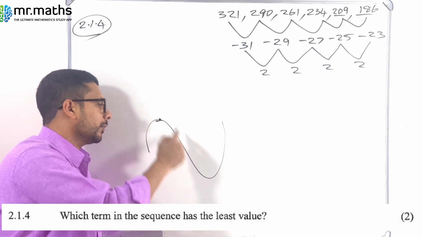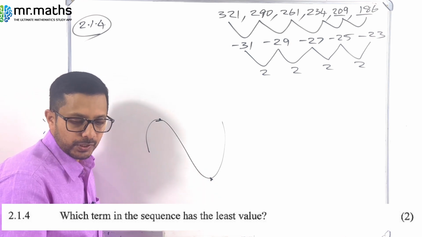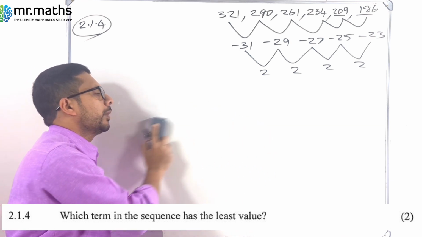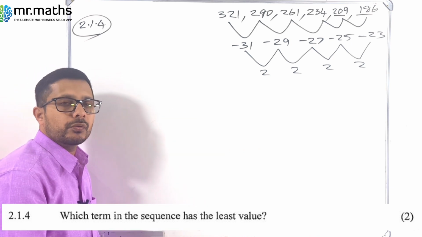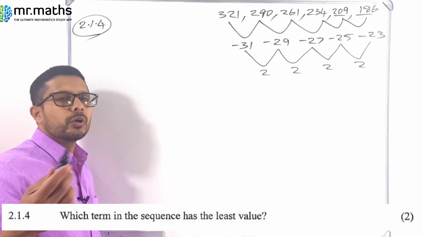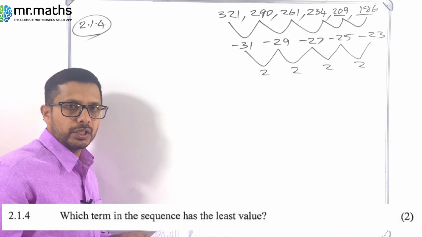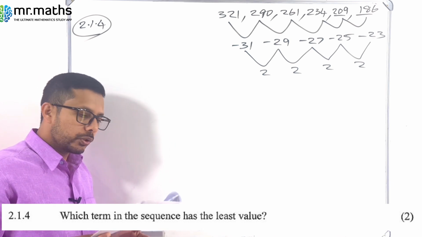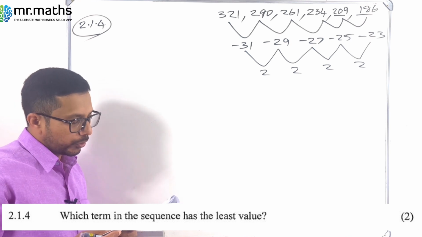This is the maximum and minimum in the case of graph. Okay, so not only in the case of graph, whatever profit or maximum volume or area or whatever may be, to find the maximum or minimum, you have to find the first derivative and say that first derivative is equal to 0. Okay, so here look at that question 2.1.4.